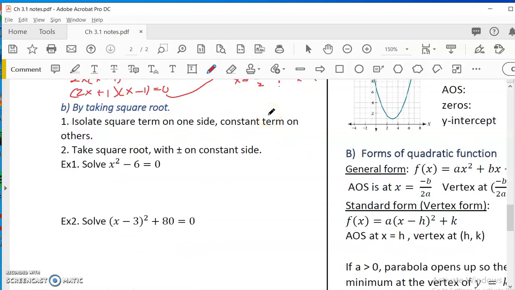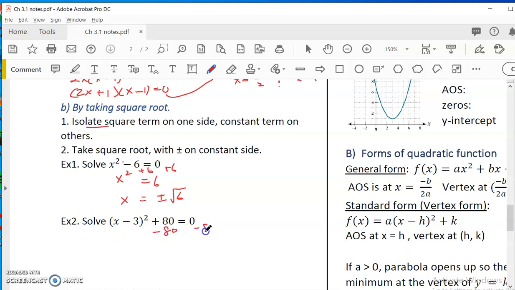The second method that we use to solve quadratic equations is called the square root method. This is where you only have a square term, like in example 1, x squared plus 6 equals 6. So you would isolate the square term on one side. Can I take the square root of 6? Yes, I can because it's positive. So I don't need a complex number. So that's the answer. You have two irrational numbers. Let's look at this.